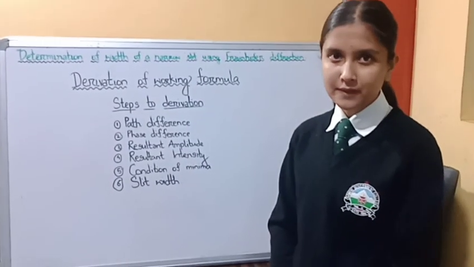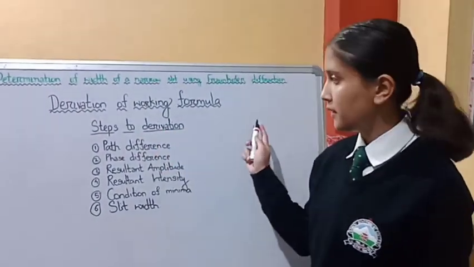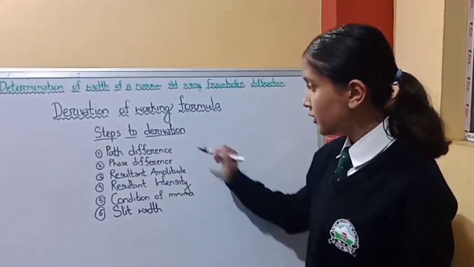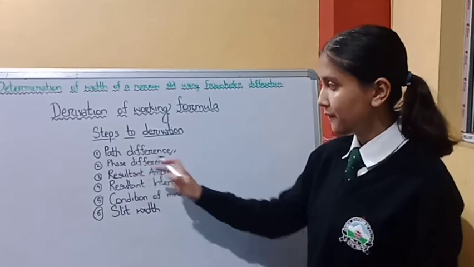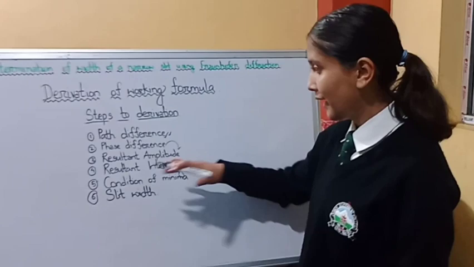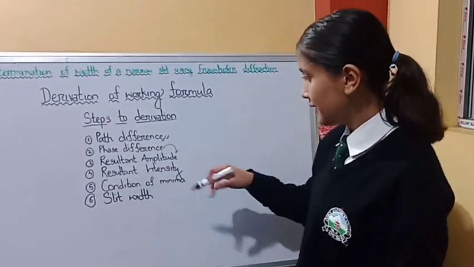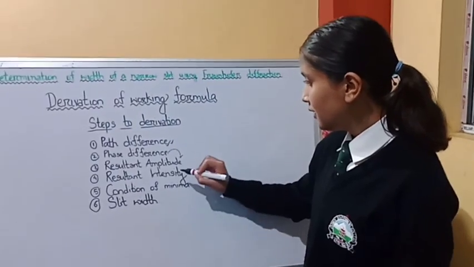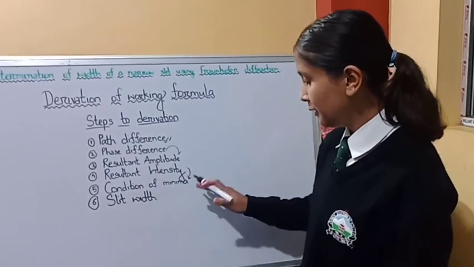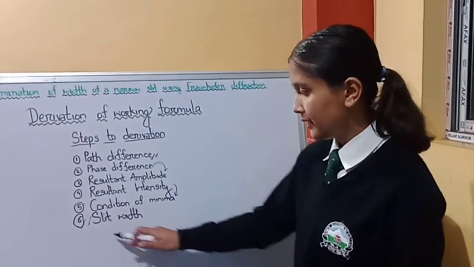Now we will do the derivation of the working formula, but before that let us look into the steps of the derivation. The first step is to find the path difference. Using this path difference, we will find the phase difference, and using the formula of phase difference, we will find the resultant amplitude and the resultant intensity. Using the formula of resultant intensity, we will find the condition of minima, and at last we will find our required quantity, that is the slit width.